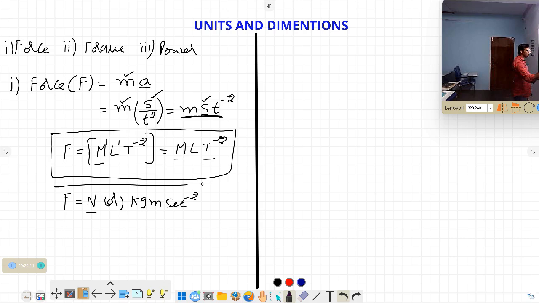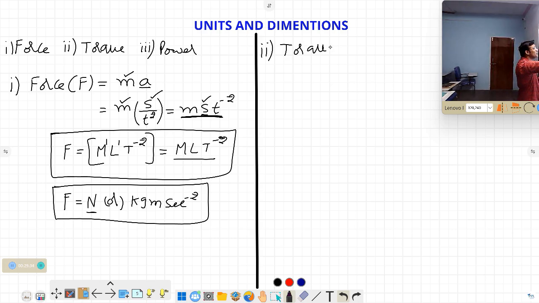So this is how you can write the units of any physical quantity, in terms of actual units and in terms of fundamental units. You have to understand the conversion of these units also. We'll discuss how to convert them later, in the applications of the dimension formulas. Now this is the first example. So what is the second question? The second question is torque.